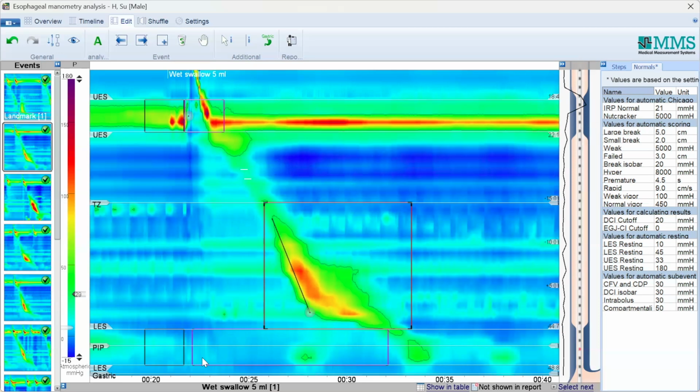In this case, if there is obstruction here, most of the cases we will find what we call intrabolus pressurization. Intrabolus pressurization means we have pressure below here. In this area, you will have a lot of pressure. If there is intrabolus pressurization, this means that we have obstruction here.